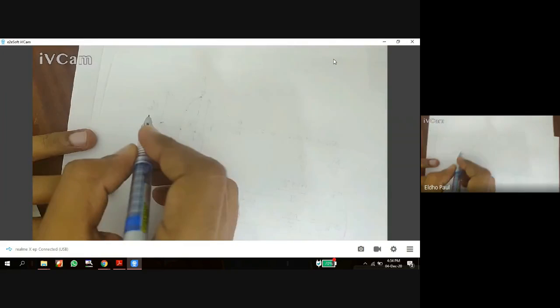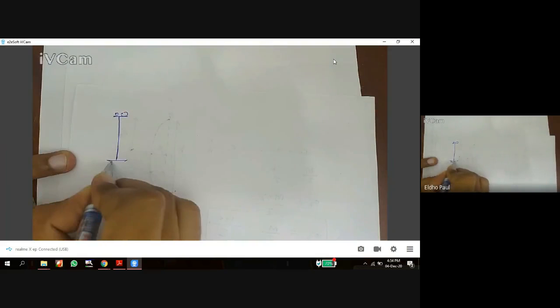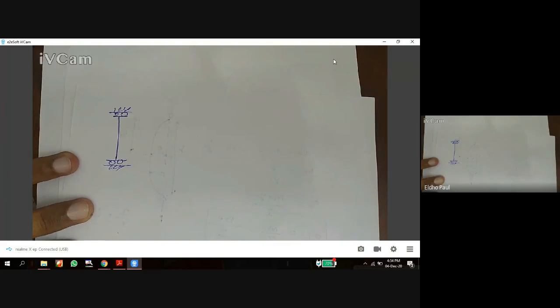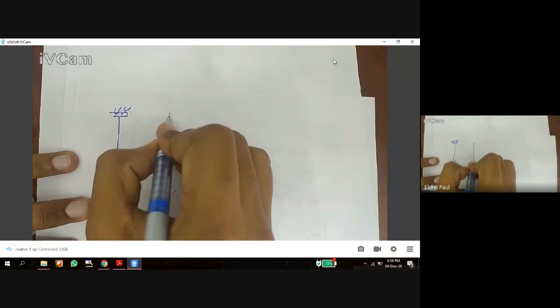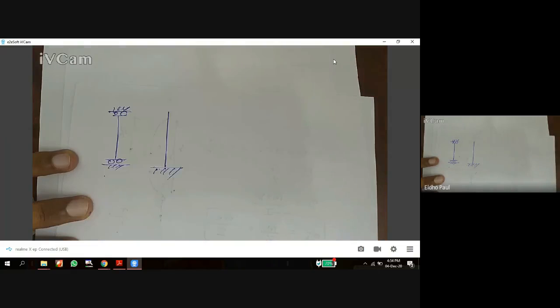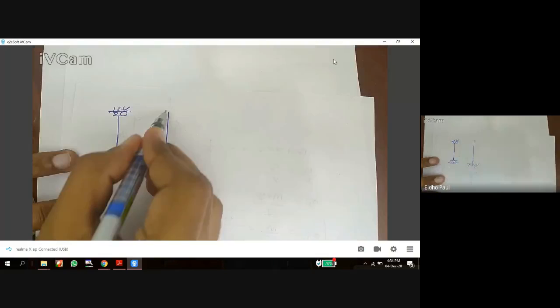Okay, so there are different end conditions for a long column. The first end condition is this one. Both ends are hinged. So there is no resistance to bending. It can easily bend. Second end condition is one end is fixed, another end is free. So another type of column with one end fixed, another end free.